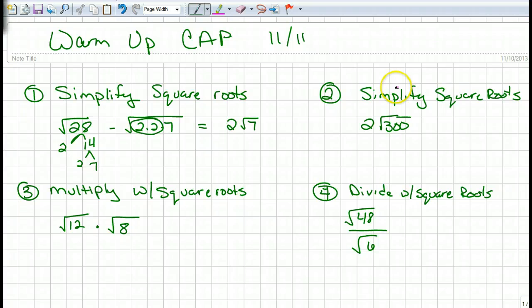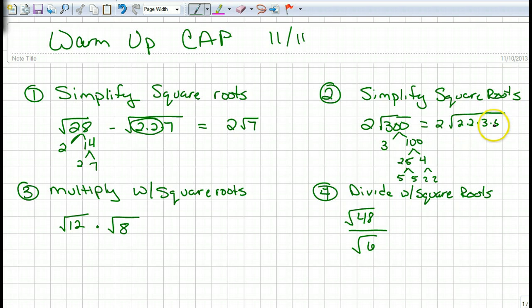Okay, the second one you're going to do the same way. You're going to break this down. I can break this down into 3 and 100. 100 is divisible by 25 and 4. 5 and 5, 2 and 2. So this is the same thing as saying 2 square roots of 2 times 2 times 3 times 5 times 5.